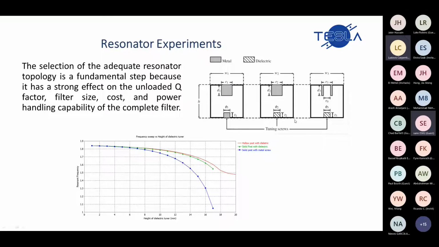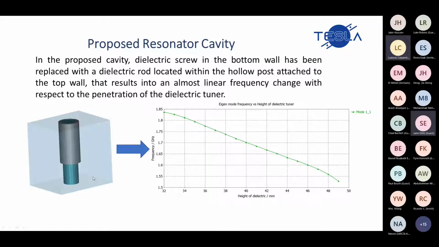Then we moved ahead with some more iterations. We realized that this type of solid combline post makes it very hard to move the dielectric tuner further. So to make more room for the dielectric tuner, we took this approach of making a hollow post and inserting the dielectric screw from the opposite side in order to tune the frequency of the filter. This is the range we achieved through this topology, but we intended to make it more reliable and more linear, with more tuning range. So we moved to this type of topology shown here.